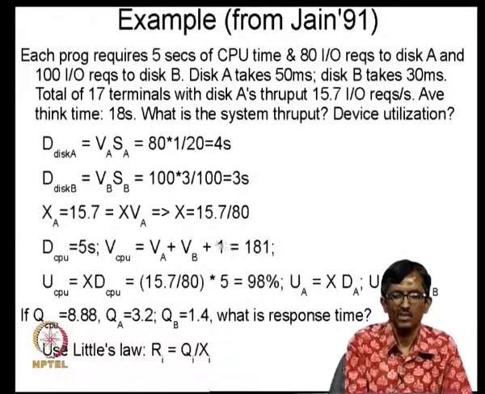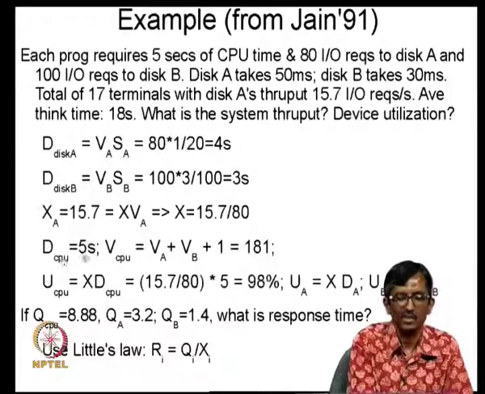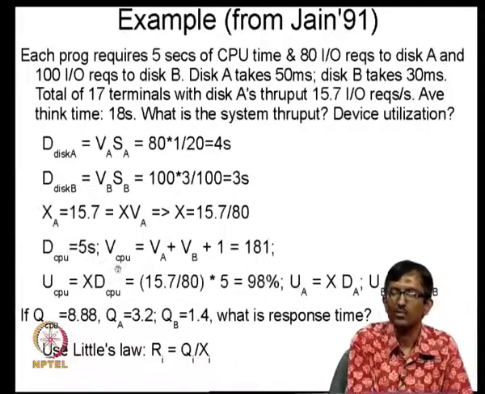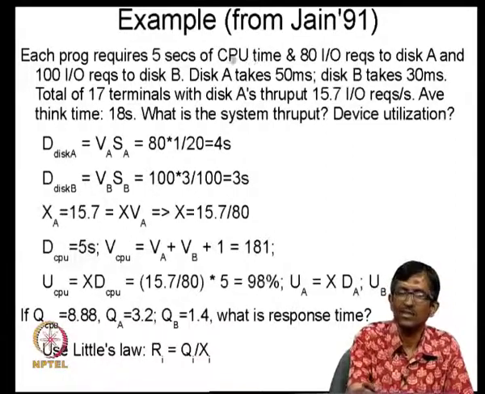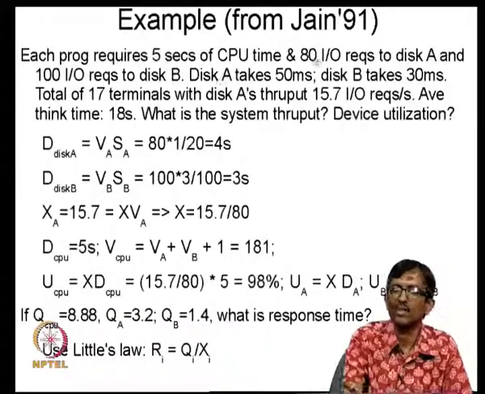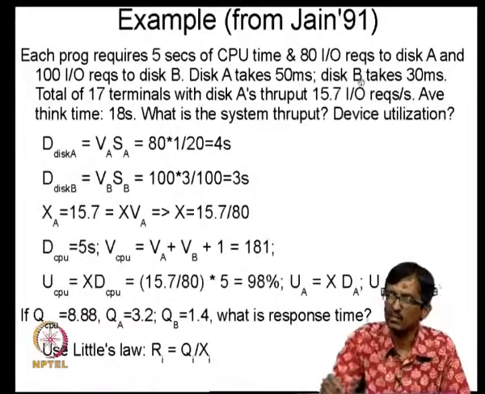Okay. Similarly, if you look at the CPU, it says it takes 5 seconds of CPU time. Now what is the number of visits to the CPU? The assumption is that your program requires 80 disk A requests and 100 disk B requests. That means it has to do something, then go to disk, and do something, go to disk A, B, etc. That means it has to keep visiting those things.